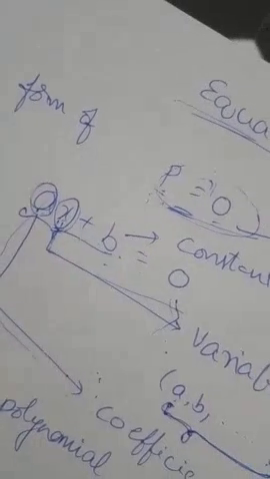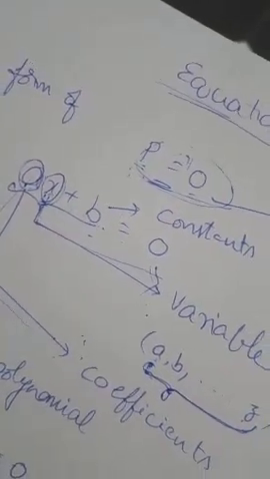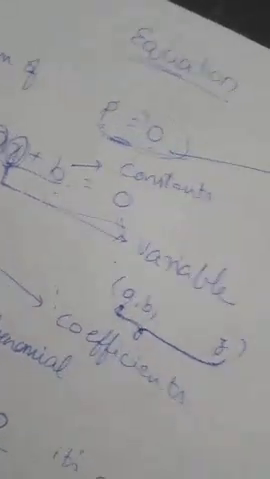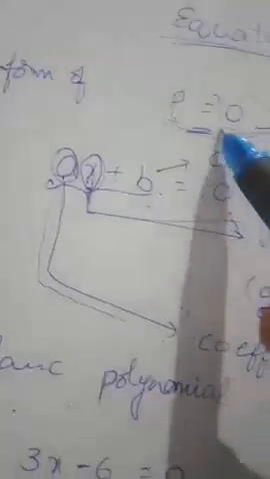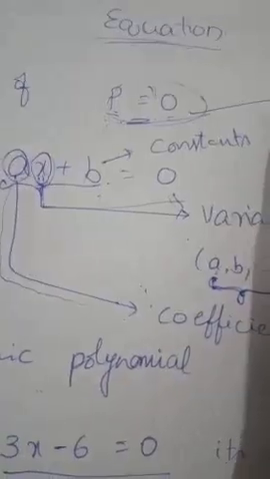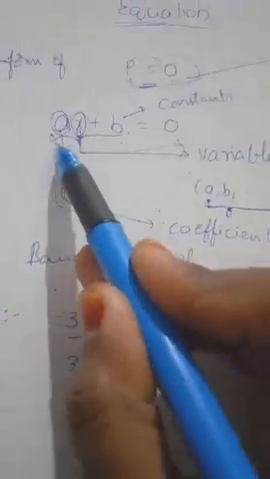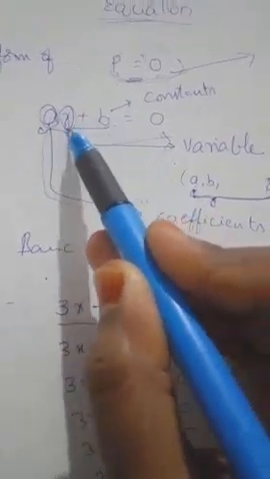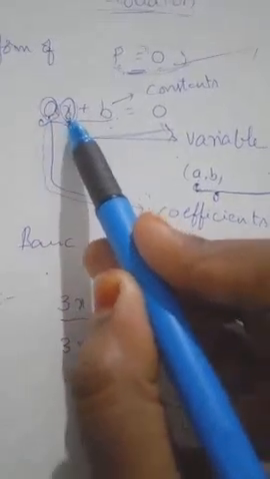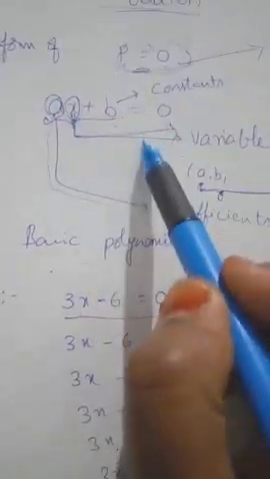Now I am going to give a demo about an equation. In mathematics, an equation is in the form of p is equal to 0. That means any two mathematical statements separated with an equal sign is called an equation. The basic form of an equation is ax plus b is equal to 0, where x is a variable, a is the coefficient of x, and b is a constant here.